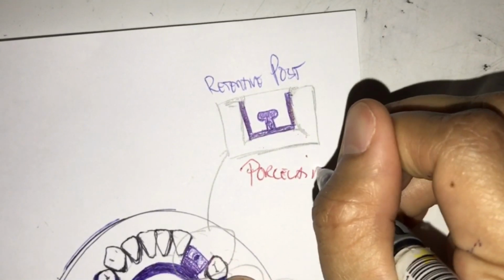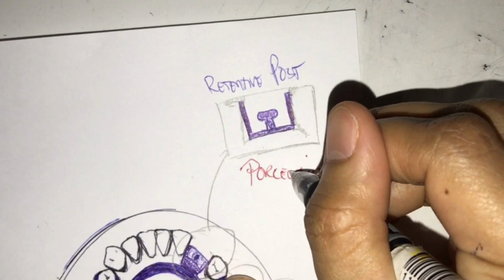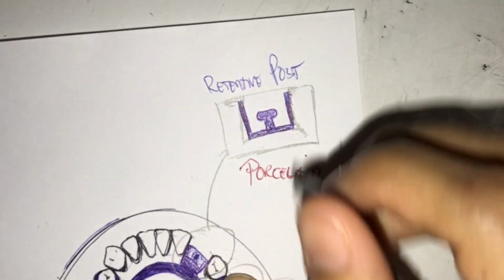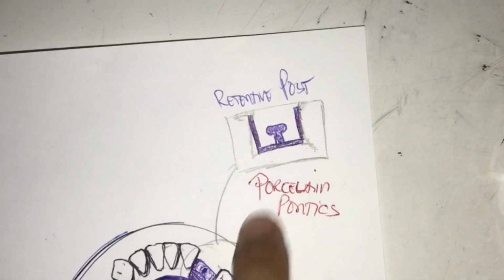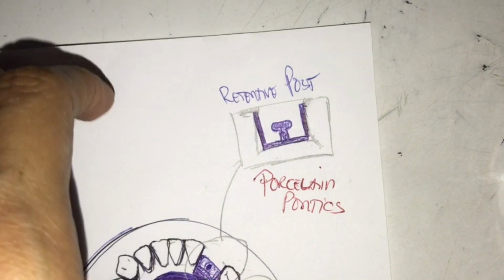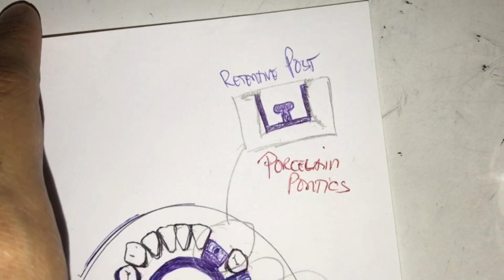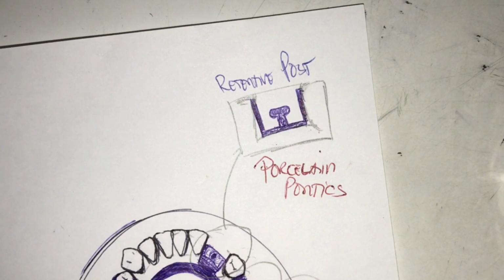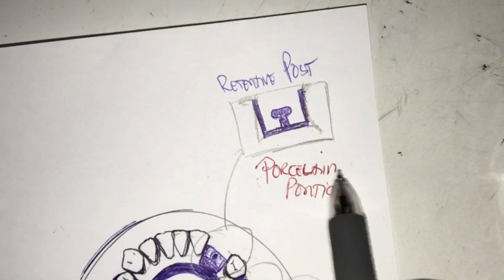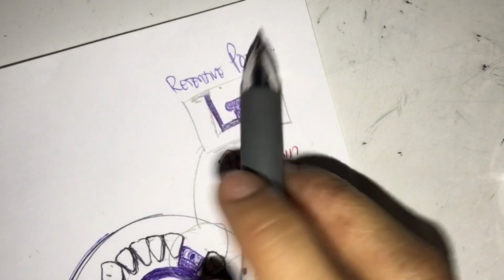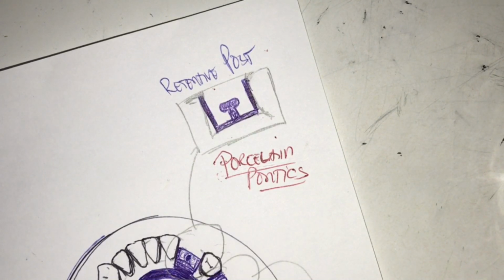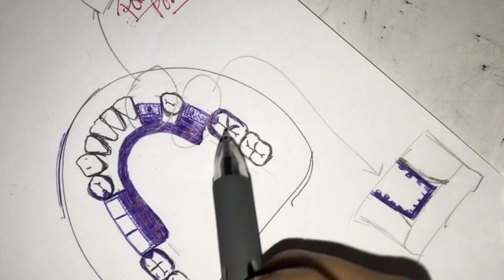Porcelain. Yes, Giselle, porcelain pontics. Because your porcelain pontics are only mechanically retained, unlike your acrylic pontics, which are chemically retained to your denture bases. For porcelain pontics, you need the aid of mechanical retention given by your retentive post. Okay, next type for a single, we have this one.